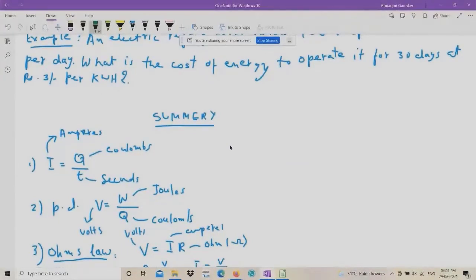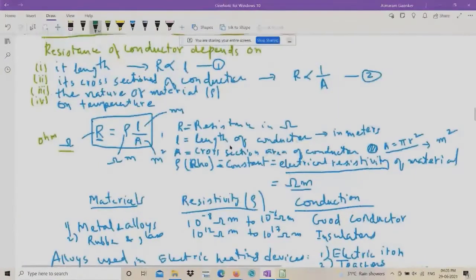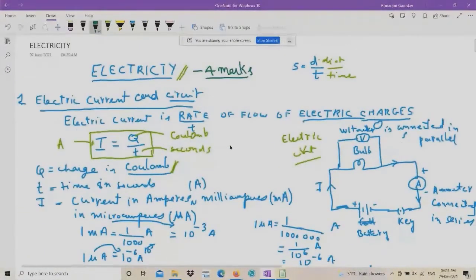And in between, whenever we finish one topic, understand one concept, we will solve problems based on that concept. So let me begin. First is electric current and circuit. Now, what is electric current?